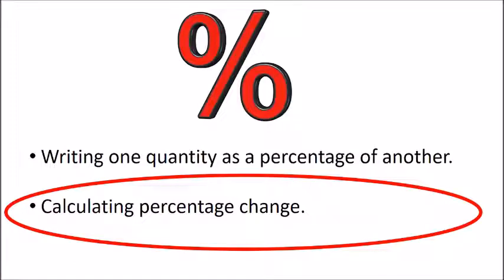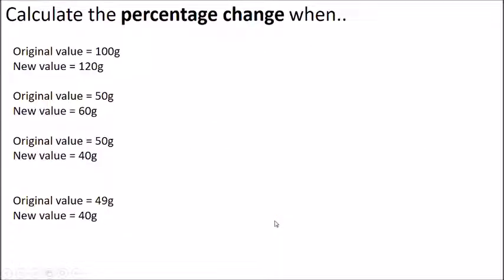Okay, so let's address that second skill that I spoke about at the start of this video. So the second skill we're going to do today is how to calculate a percentage change. So let me give you some examples. So we're calculating the percentage change when, well, if we start off with 100 grams and my new value is 120 grams, well, what's the actual change? Well, it used to be 100 grams, but it became 120 grams. So we can say this quantity has increased by 20 grams.